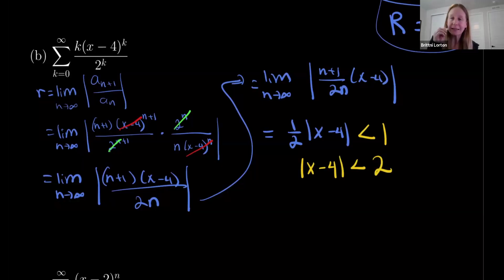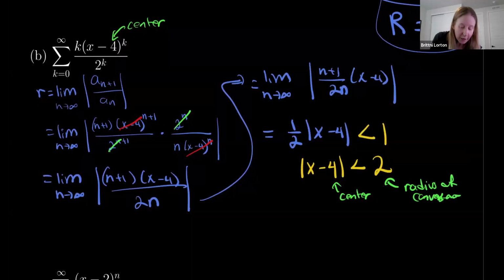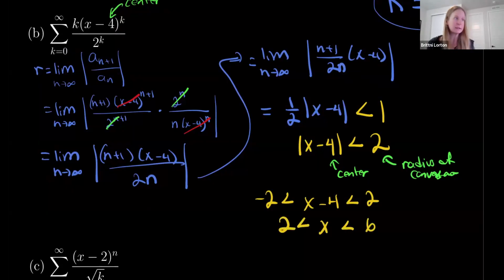Now you have your center and your radius of convergence. This is your center. It was always the center, even from the beginning for that power series. And then this is your radius of convergence. But now I've got to figure out the interval. So how do you deal with absolute value inequalities? You turn it into a compound inequality, add 4 to all sides, and I get x is somewhere between 2 and 6. So my interval is between 2 and 6.